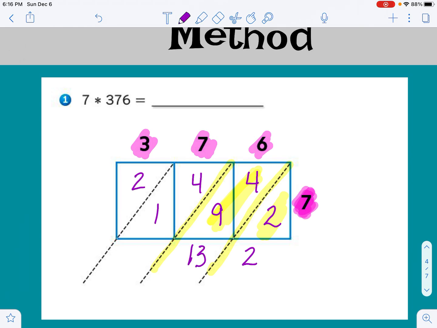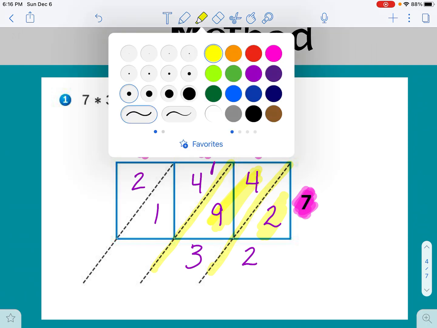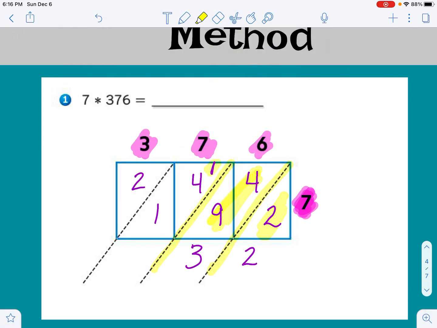Oh, wait a minute, I don't want to write 13 there. I want to write the 3 and carry the 1, just like I'm adding other columns. So I'm going to put the 3 here, and I'm going to carry the 1 up here. So I'm adding down my diagonal columns. Then I've got 1 plus 4 plus 1 gives me 6. And the last one is just a 2. I bring it down and I get 2.